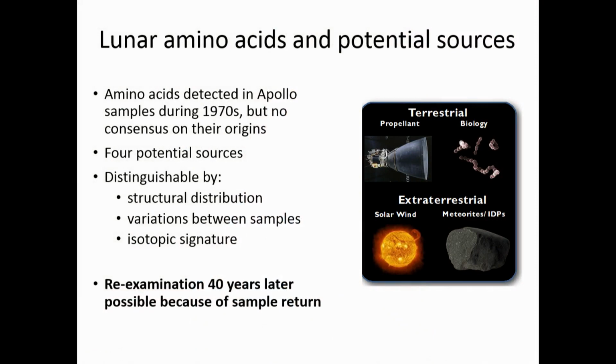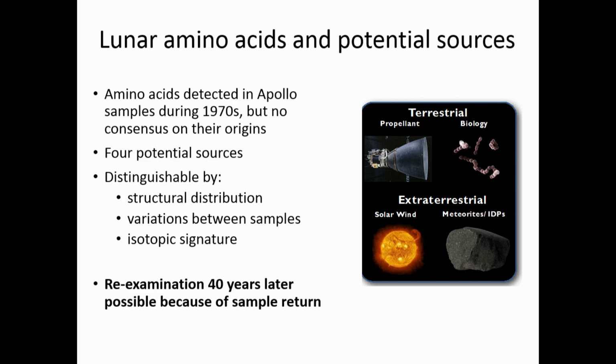So the lunar samples, when they were returned in the 1970s, amino acids were detected, but there wasn't a consensus on their origins. There were 4 potential sources that were identified. 2 were contamination, either exhaust from the lunar module or biological contamination from the astronauts in the collection process. And 2 were extraterrestrial, delivery by the solar wind of precursors or meteoritic infall.